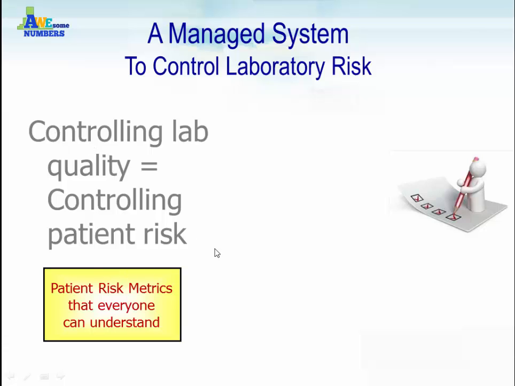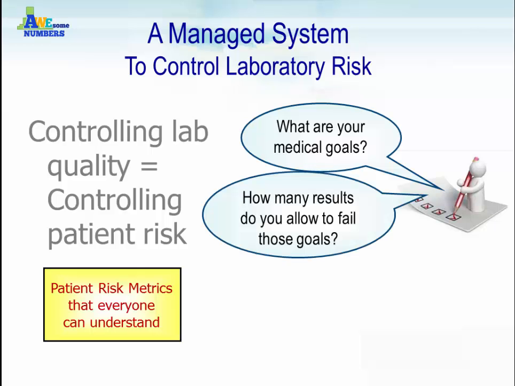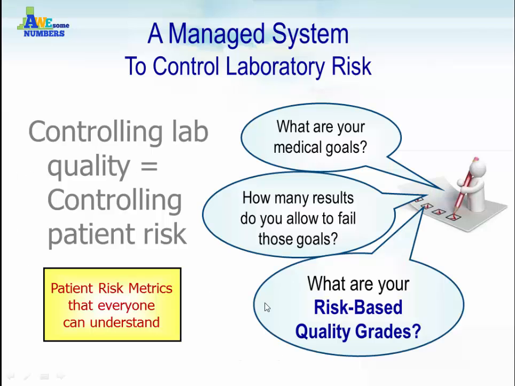So controlling lab quality is controlling patient risk. It starts with the question, what are your medical goals? What's good enough for your patients? The next question is, how many results are you willing to allow to fail those goals? A number, not a percentage. How many individual people with names are you willing to send medically invalid results to before you stop? And then what are your risk-based quality grades? Quality OptimiZer creates risk metrics that everybody can understand.